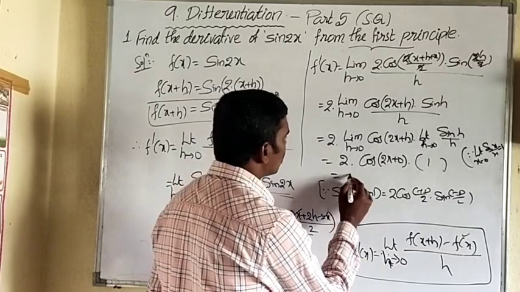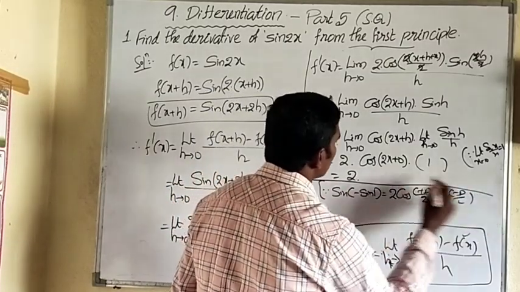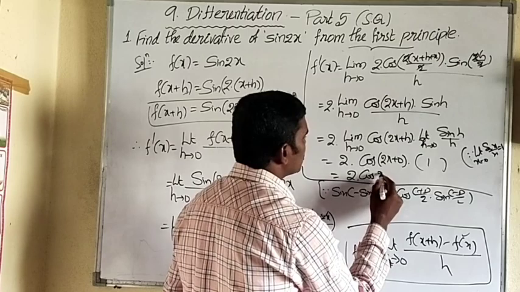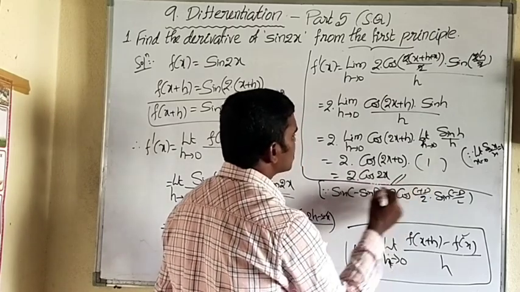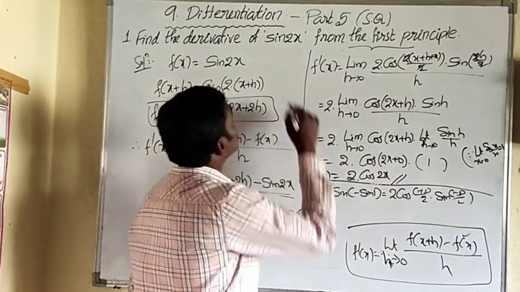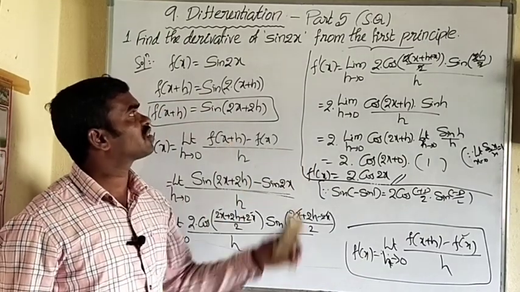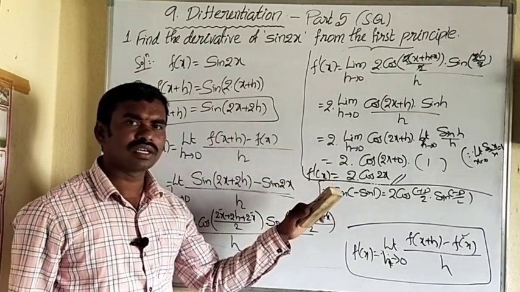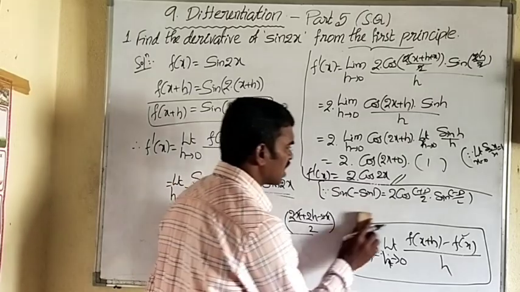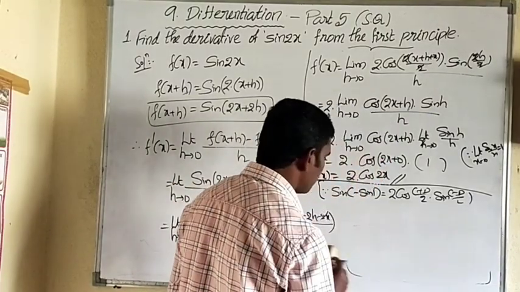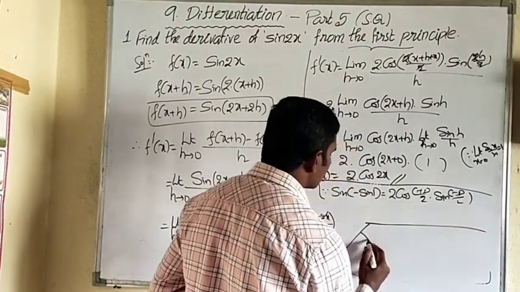So now which is called 2 into cos 2x plus 0 means 2x, into 1 means 1. This is the derivation of sin 2x by using first principle. Is it true or not? Yes, we can check. Just I am doing rough work here for verification.